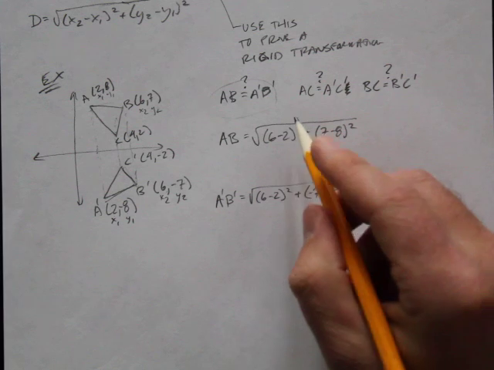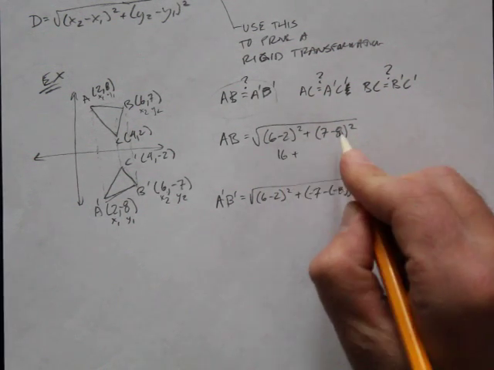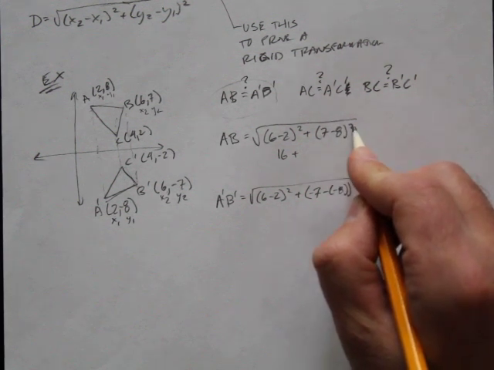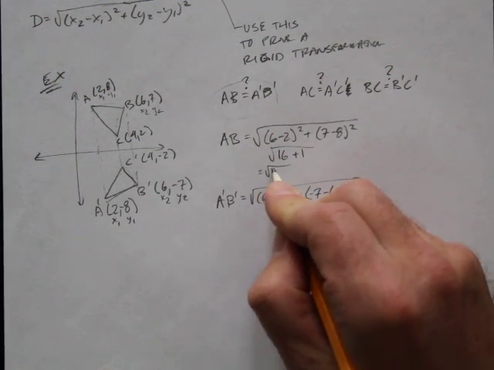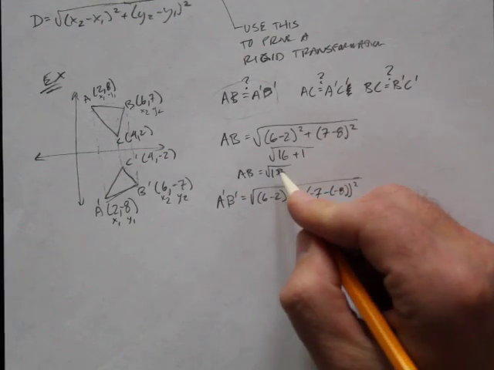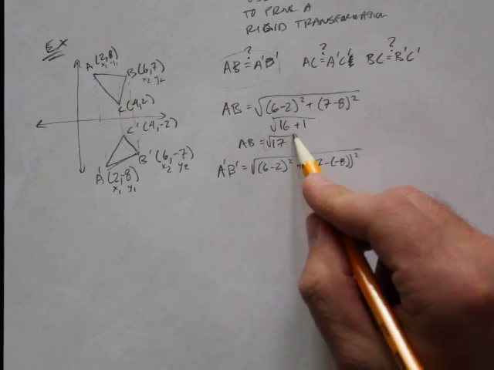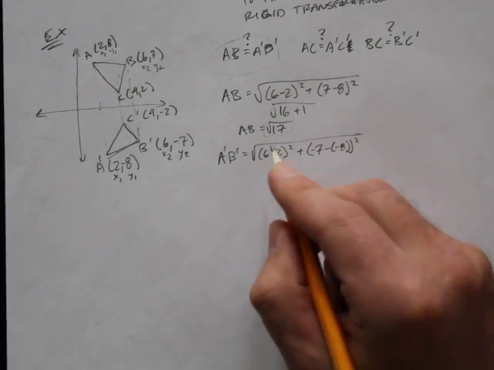All right, let's do this. 6 minus 2 is 4. 4 squared is 16. Plus 7 minus 8 is negative 1. Negative 1 times negative 1 is positive 1. So I've got the square root of 17. AB equals the square root of 17. Just leave it as a radical, because we're just checking to see if they're the same. So there's no need to plug it into a calculator.